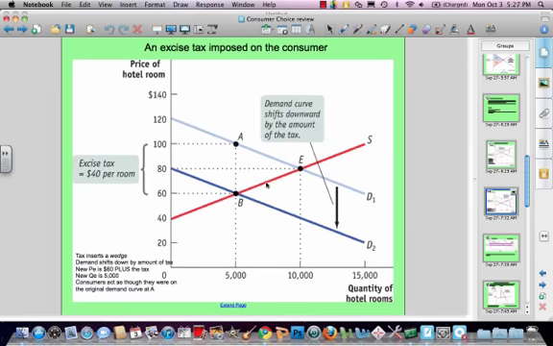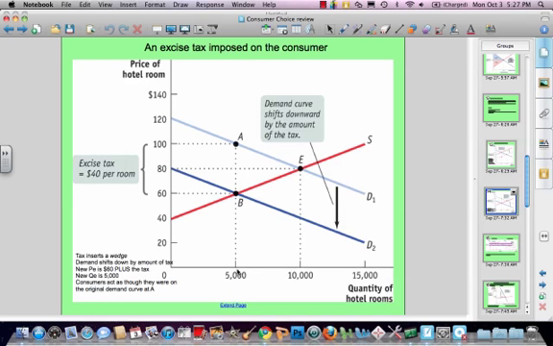Conversely, if you have an excise tax and it's imposed on the consumer, so the consumer has to pay for it, you see a downward shift in the demand curve. Again, you see a downward shift in the demand curve equal to the amount of the excise tax. The wedge pushes over. You now see the distance represented by that tax. Because the demand curve went down, you see the resulting price, which is $60, and you see quantity going down from 10,000 to 5,000.